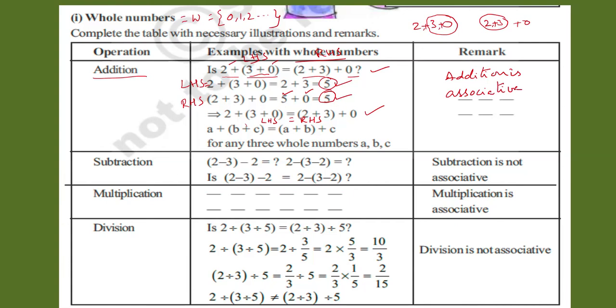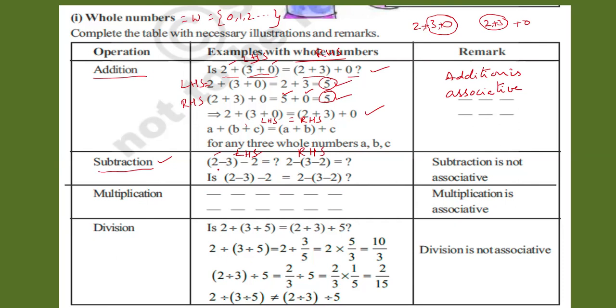Just simply change the order and add the numbers. Now we move to the subtraction. Here also we take the whole numbers. What are those? 2, 3, 2. Again 2. This is LHS. This is the RHS. This is the LHS part. This is the RHS part.